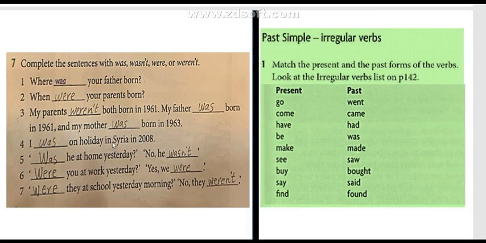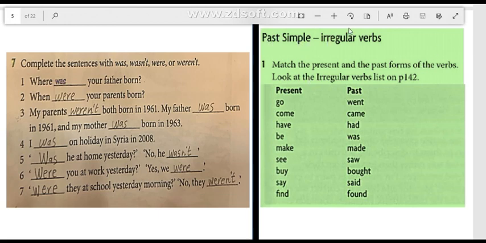I was on holiday in Syria in 2008. Was he at home yesterday? Because here we have a question, we put was first, then the subject, and then the complement. No, he wasn't, the negative of was. Were you at work yesterday? Yes, we were. Were they at school yesterday morning? No, they weren't. Because we have plural and we have a question, we put was and were at the beginning of the sentence.